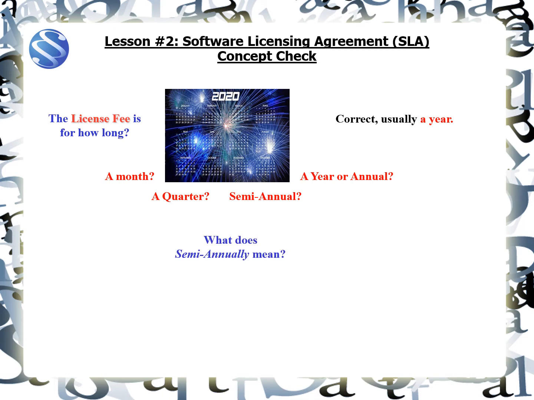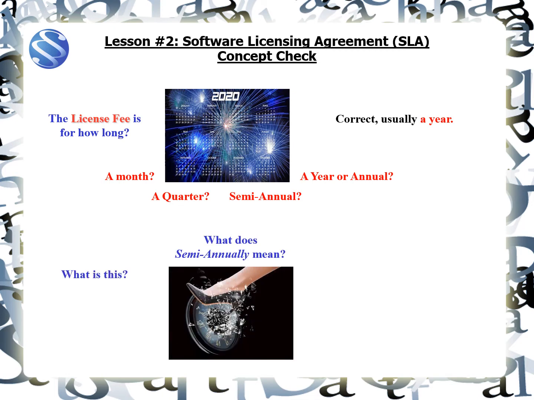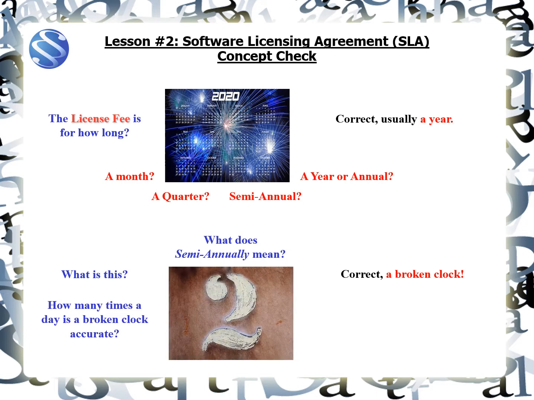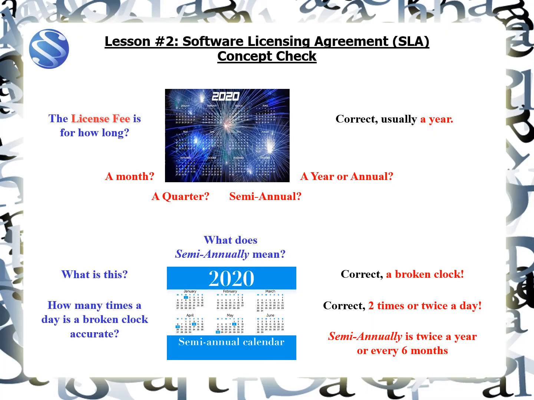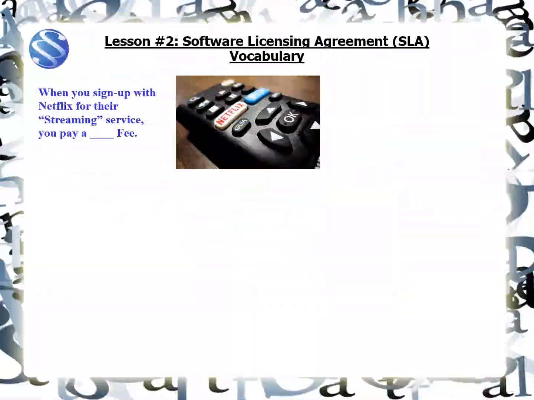What does semi-annually mean? What is this? Correct, a broken clock. How many times a day is a broken clock accurate? 2. Correct, 2 times or twice a day. Semi-annually is twice a year or every 6 months. When you sign up with Netflix for their streaming service, you pay a... fee.